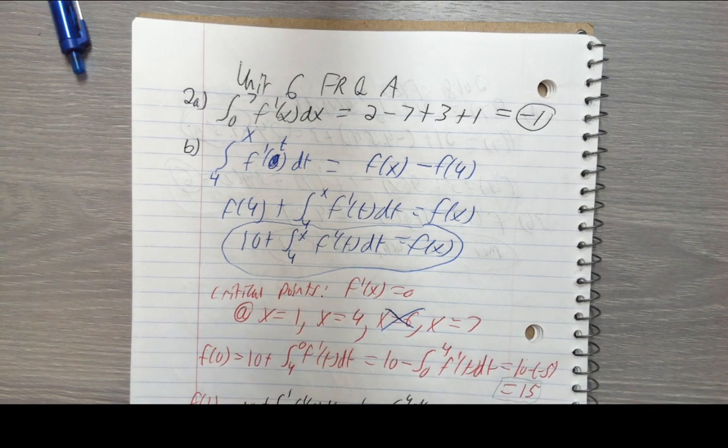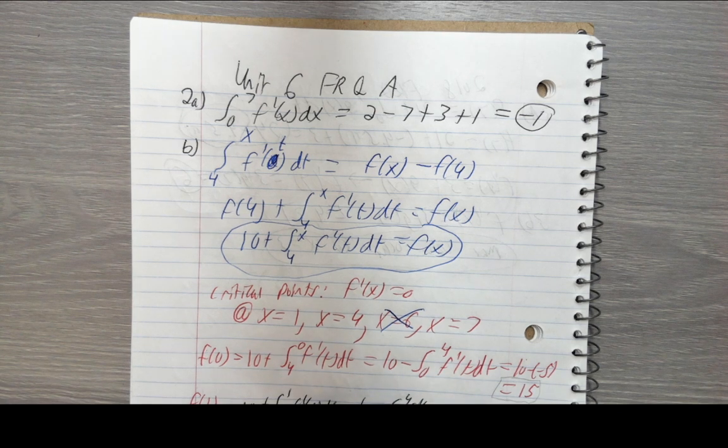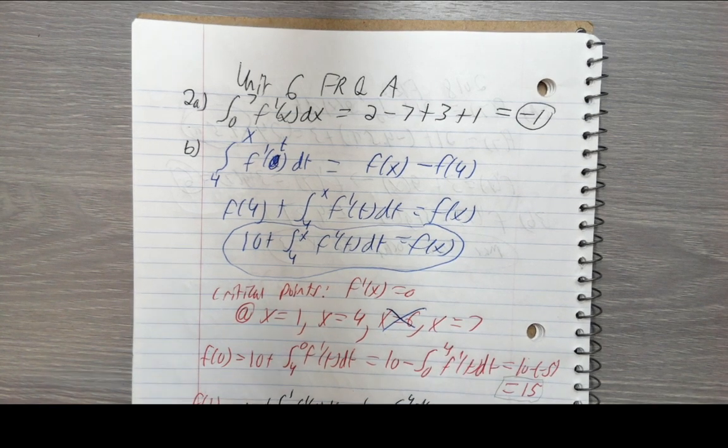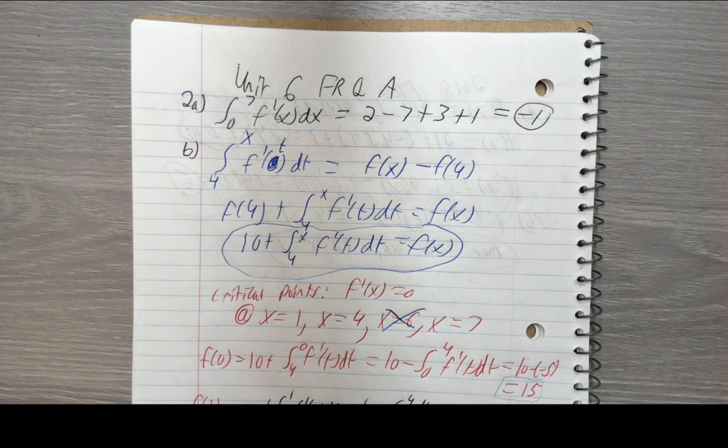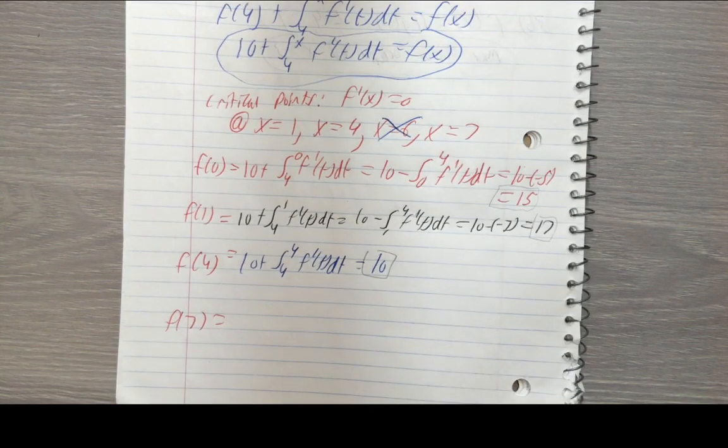Please stop me, guys, if you get confused at any point during this. f of 4 is just 10 plus the integral from 4 to 4 of f prime of t dt, which is equal to 10, because the area underneath f prime from 4 to 4 is 0. Oh, thank you, Paid. Completely forgot about that. See, that's why I need you guys, because I would have just kept writing away.